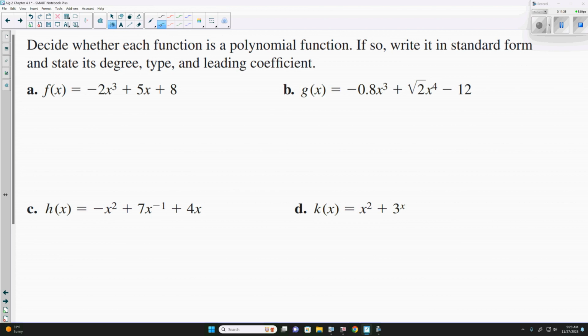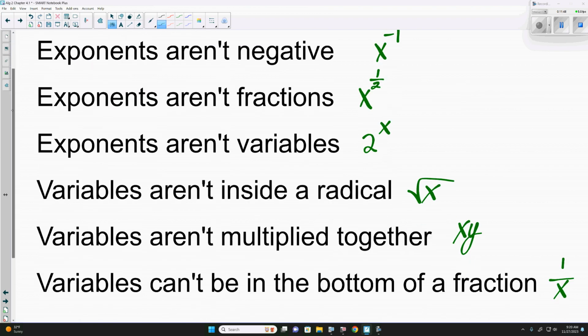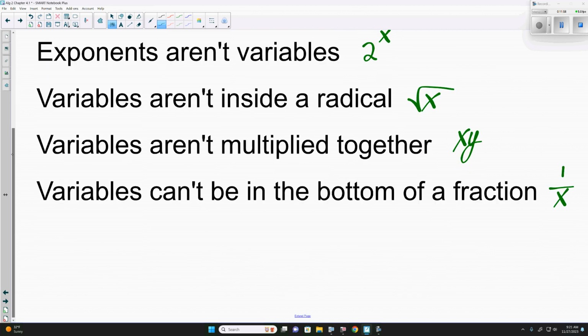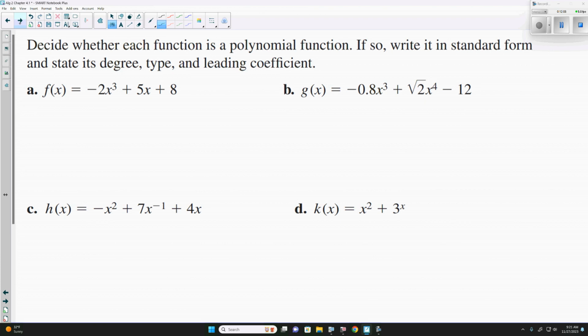We have negative 2x cubed plus 5x plus 8. Are there any negative exponents attached to variables? No. Okay. Are any of the exponents fractional? No. Any variables in an exponent? Variables inside of radicals? Variables multiplied together? Variables in the bottom of a fraction? So is this a polynomial function? Yes. So yes, this is a polynomial function.